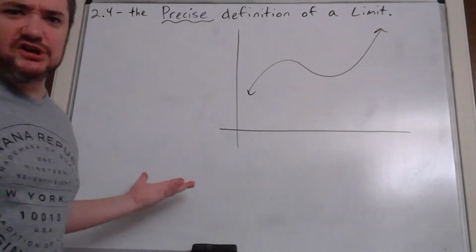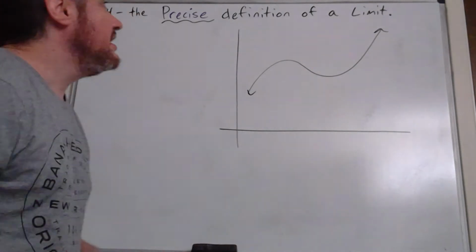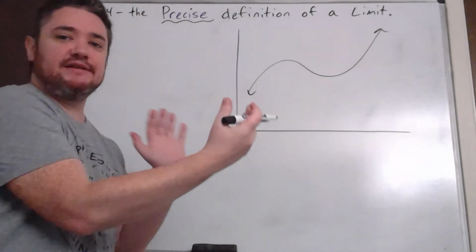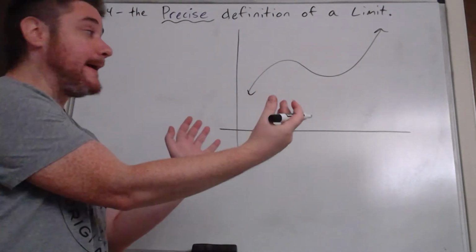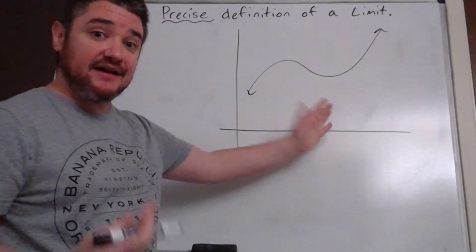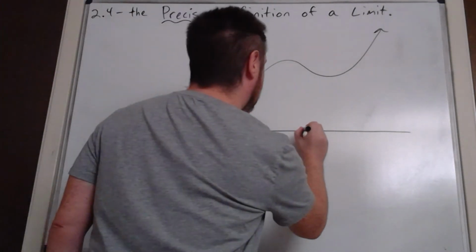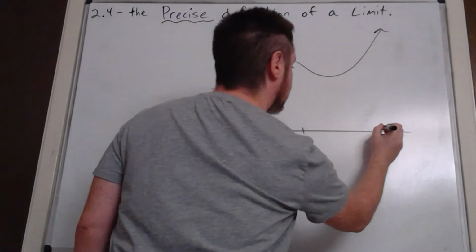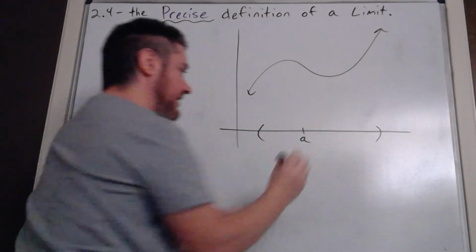Okay, got some kind of function f that looks like a nice, maybe a smooth polynomial. And remember, we wanted the function f to be defined for some value a, or at least around the value a. So let's say something like that, okay? So I'm just putting a right here.